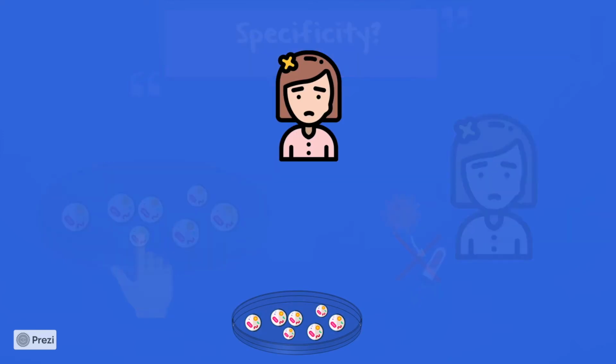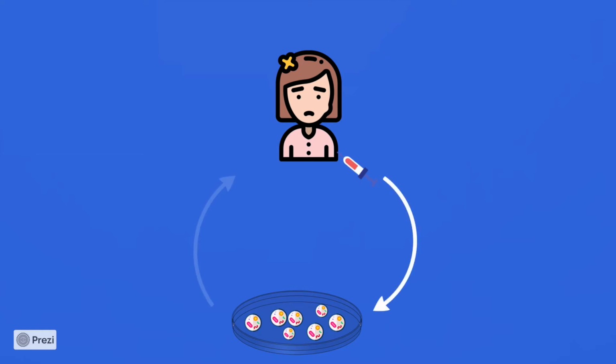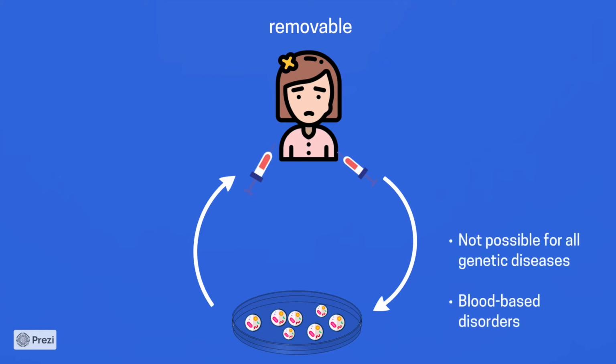However, a major limitation of this technique is that it can only be used for diseases where the cells can easily be removed from the body and then returned again. As a result, this method is usually used for disorders arising from blood cells, as they are easily accessible, like sickle cell anemia and thalassemia.